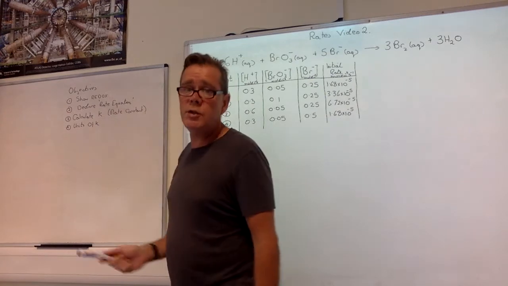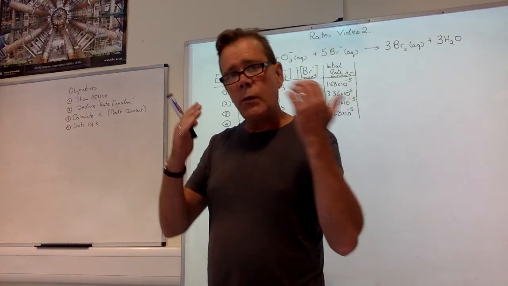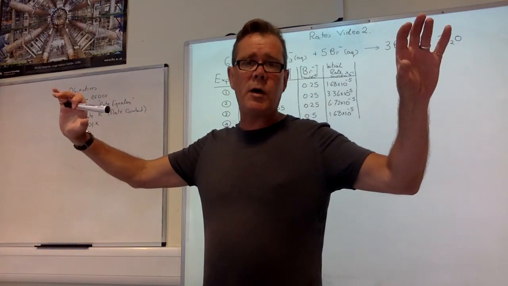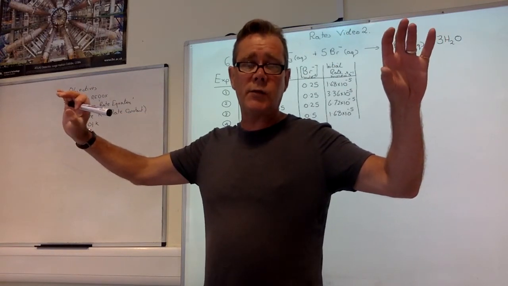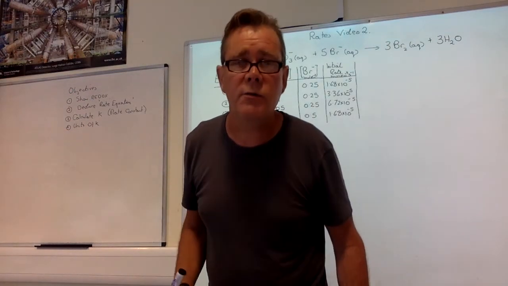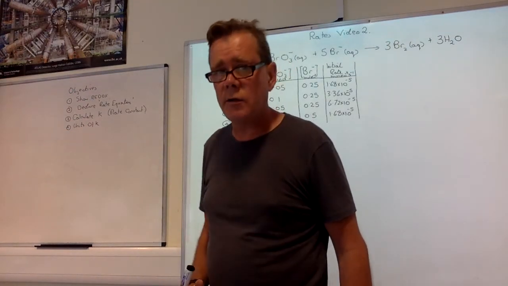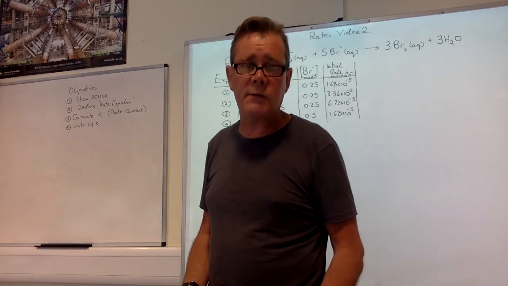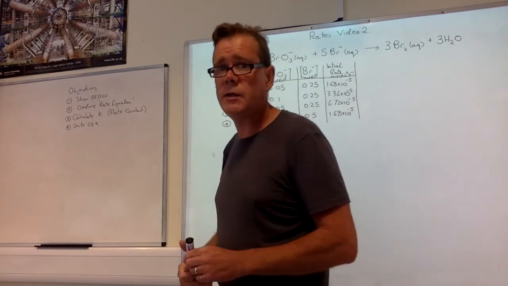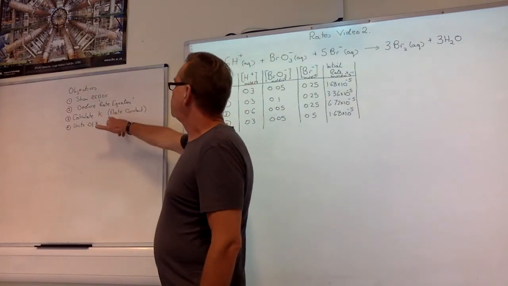Then we've got to deduce the rate equation. We have an equation on the board which is what's called the stoichiometric ratio of particles colliding and reacting, how they react in terms of their molar ratio. It is not the rate equation. It tells you nothing about what influences the rate of that reaction. Totally separate. We're going to deduce the rate equation.